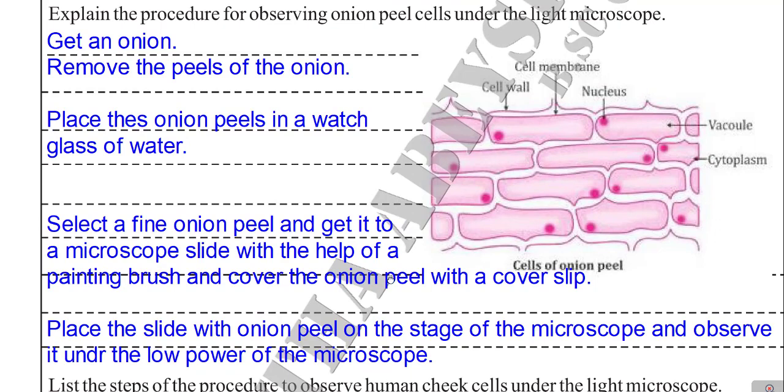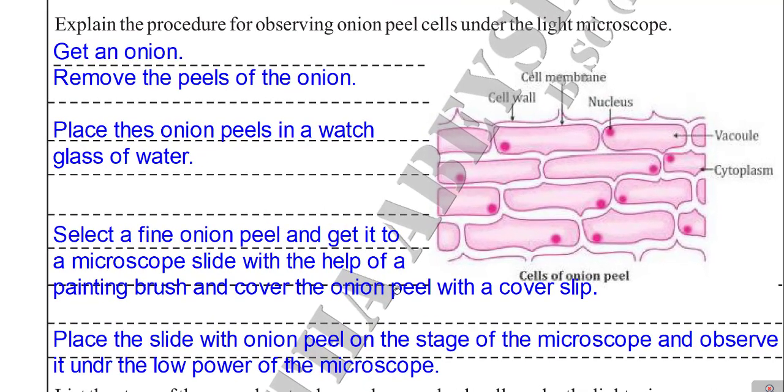To observe the cells in an onion peel. Explain the procedure for observing.